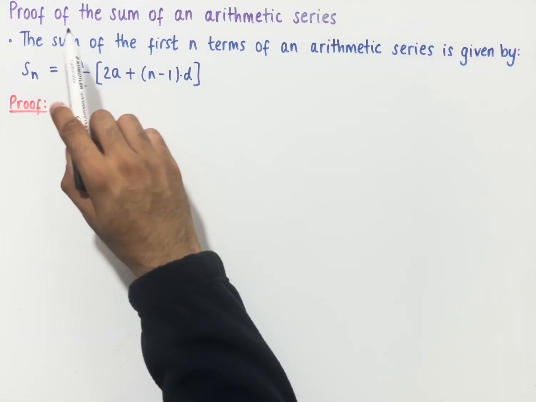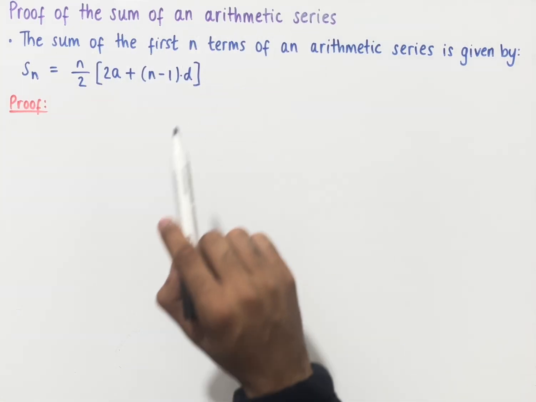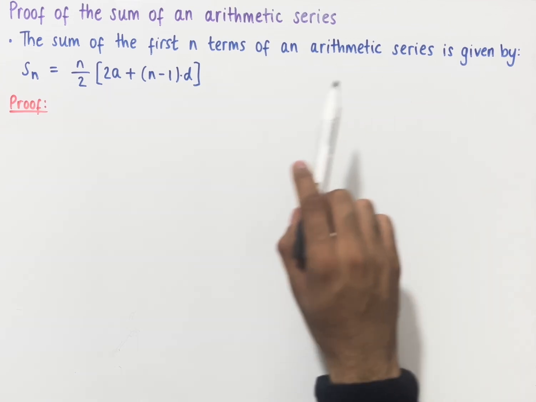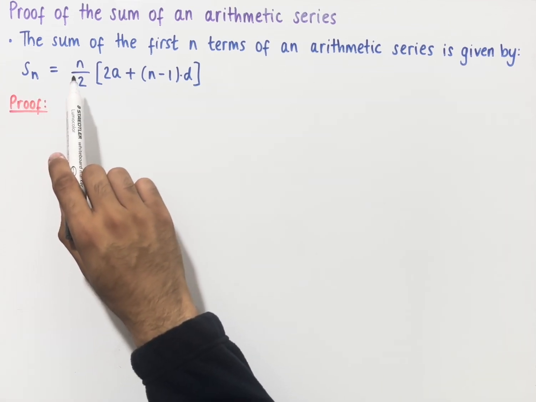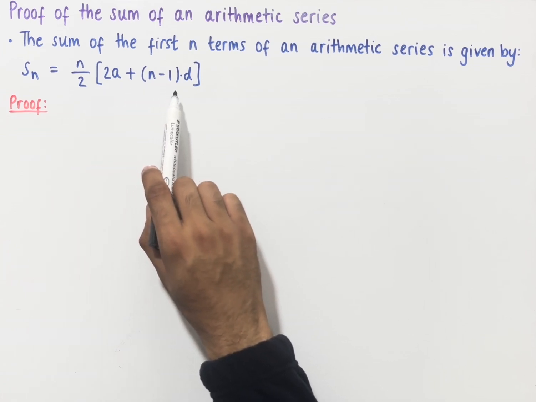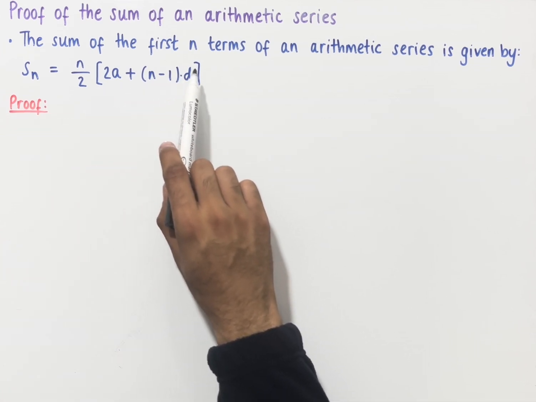Let's look at the proof of the sum of an arithmetic series. The sum of the first n terms of an arithmetic series is given by Sn equals n over 2, brackets, 2a plus (n minus 1) times d, and then close brackets.